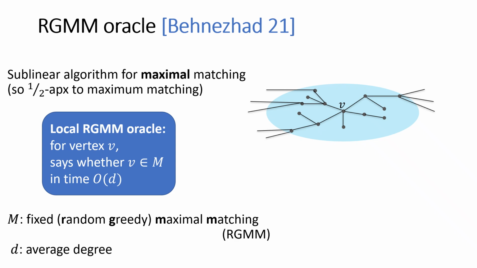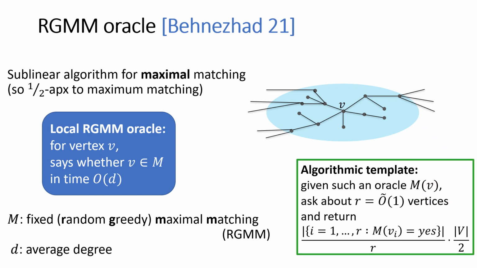Okay. How do you use such a thing? It's quite simple. You just ask about a couple of vertices and extrapolate the matching size from that. If you want a multiplicative approximation, you need to ask about more vertices, but still it will all be in O of n time altogether. Okay, so that is a tool that we will use heavily.